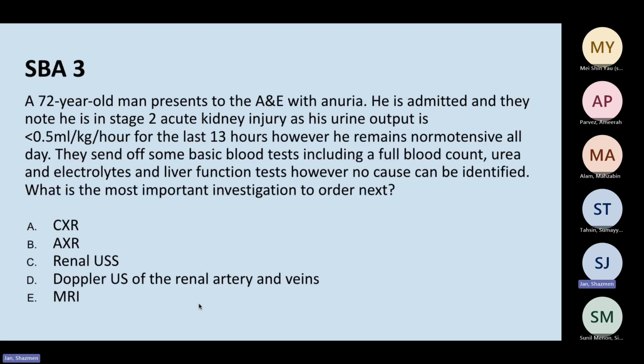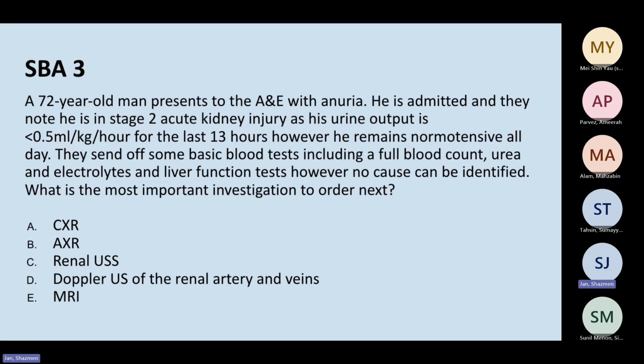Okay, next one. So a 72-year-old man comes to A&E with anuria. He can't urinate, and he's admitted, and they note that he's got stage 2 AKI because his urine output's been less than 0.5 milliliters per kilogram per hour for over 12 hours. However, he's not hypertensive at all during this time. So they send out a blood test to measure the full blood count, urea, electrolytes, and LFTs, but no cause can be identified. So in this case, what's the most important investigation that you're going to order next?